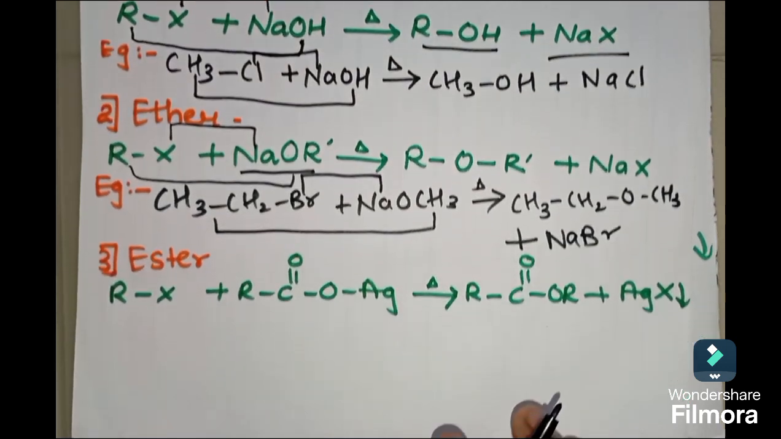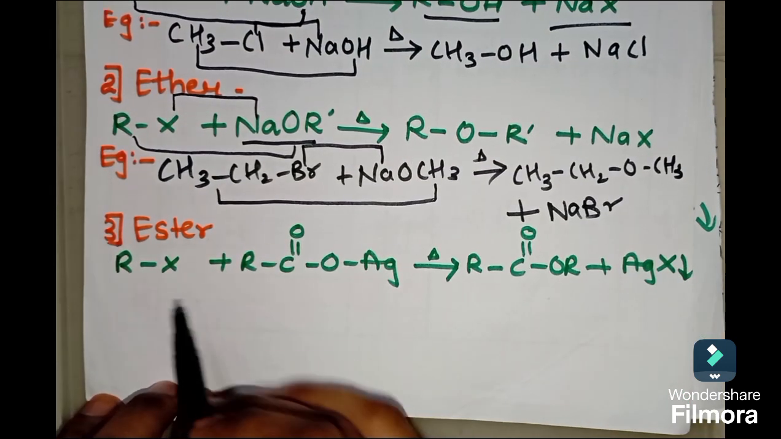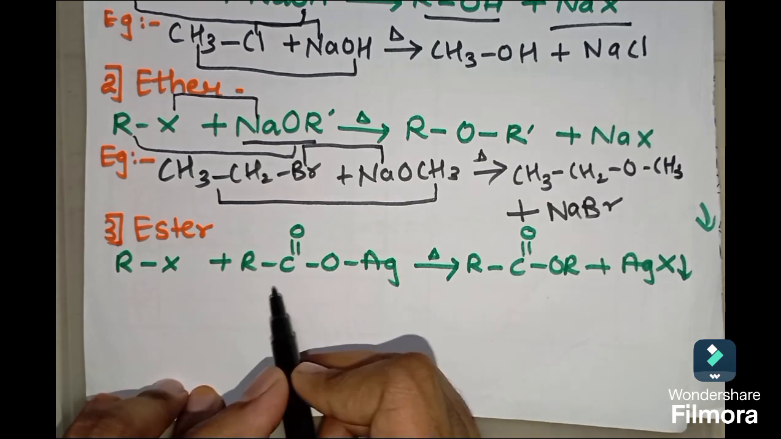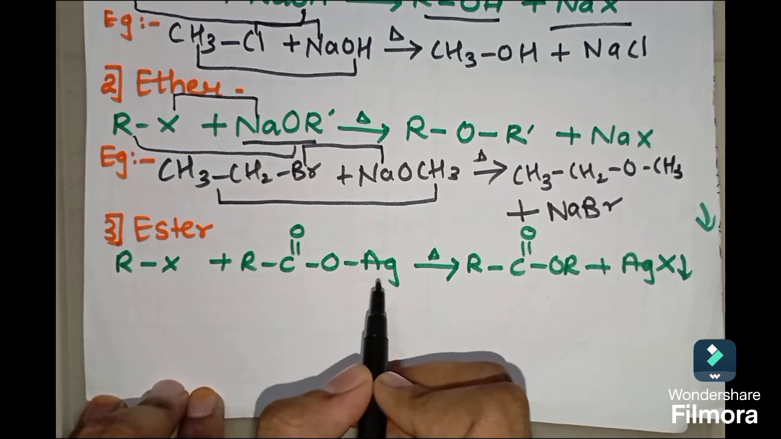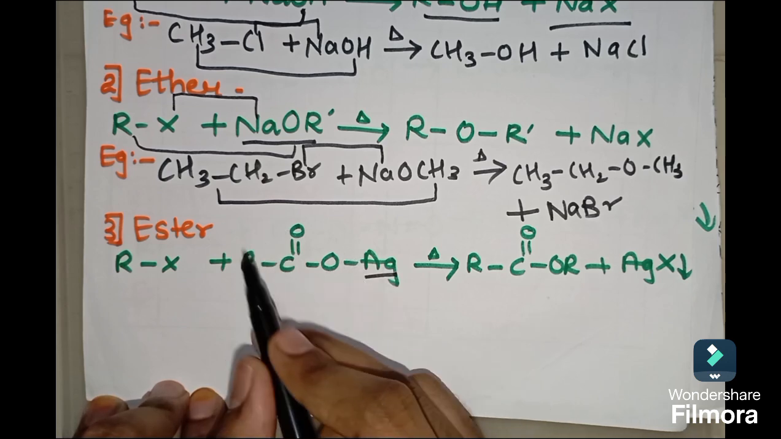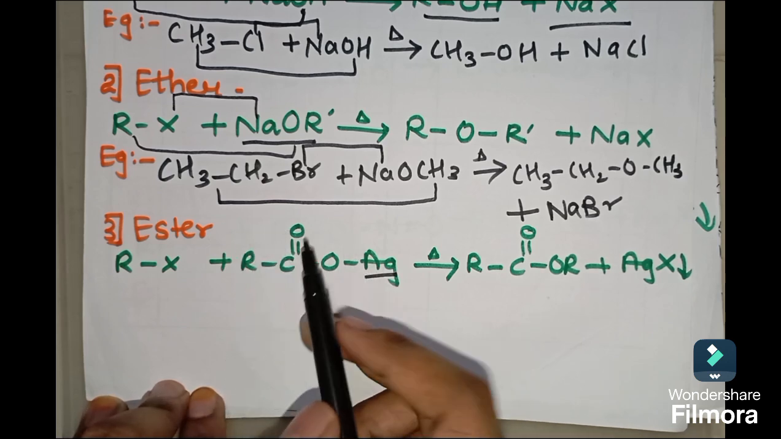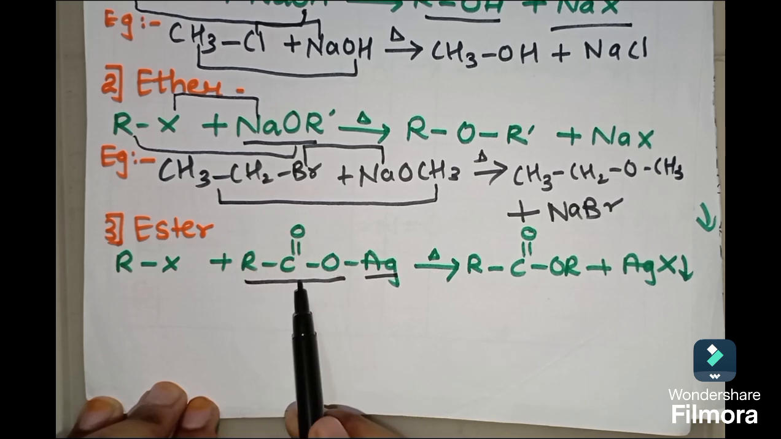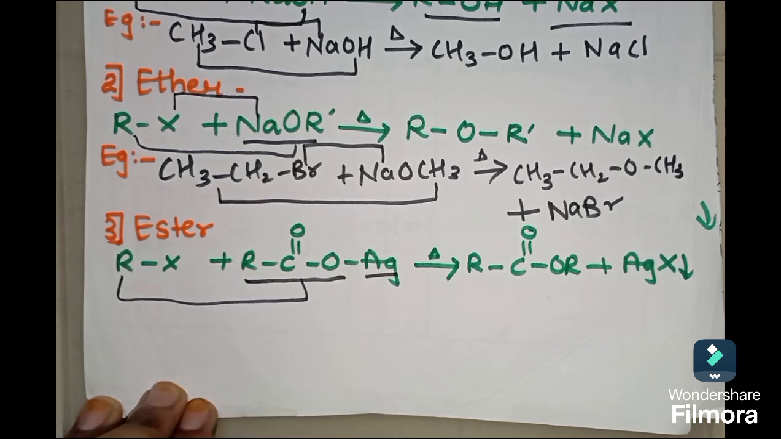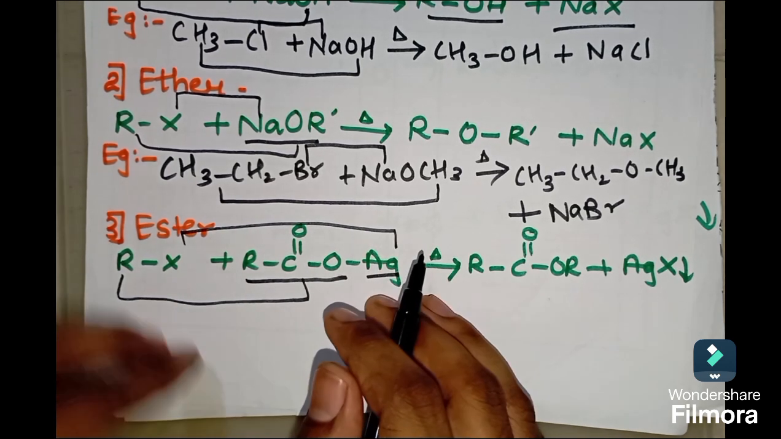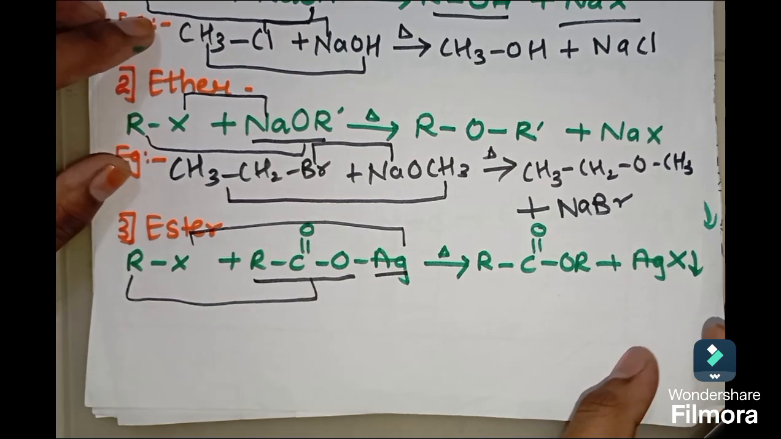Now we are going to form ester. For ester we have to take haloalkane and react or heat it with the silver salt of carboxylic acid. Ag is silver and this is the salt of carboxylic acid. So when we heat it with this compound, this RC double bond O part will get combined with the alkyl group R, and the remaining AgX will be formed as a byproduct. Silver halide will form, actually it will be a precipitate.